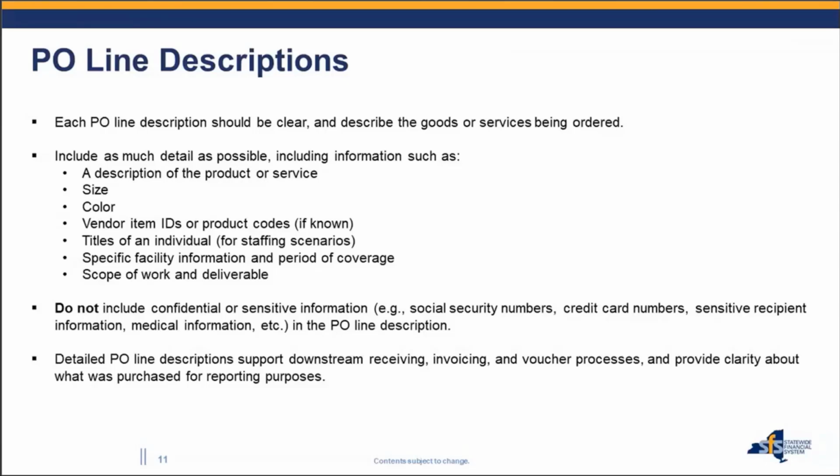included. And so I mentioned that these detailed PO line descriptions, being as concise as possible, will support the downstream processes within the Statewide Financial System as well. That includes the receiving, the invoicing by the vendors of these goods, as well as the voucher processing. So it assists the vendor up front, and it also assists the accounts payable office and the payment offices downstream. It provides a lot of clarity about what's going on and speeds up the end-to-end process.